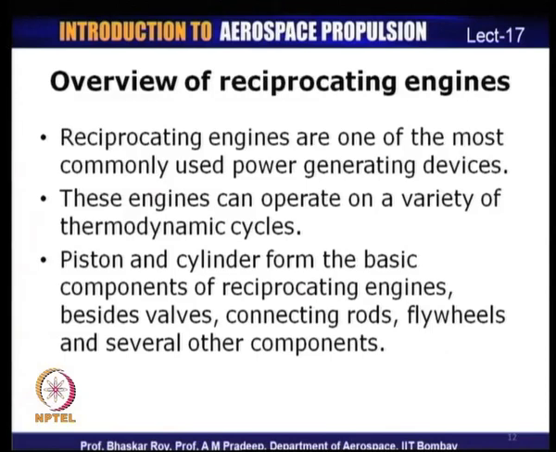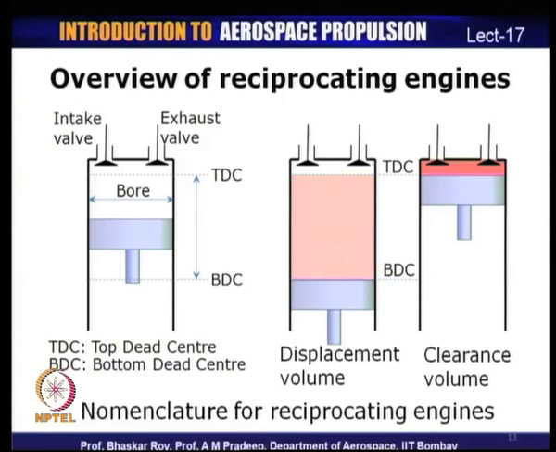Besides this, there are of course other components like valves, connecting rods, flywheels and several other components, which we will not be discussing today. But basically, a reciprocating engine constitutes a piston and cylinder. As you can see here, this is the piston and this is the cylinder.